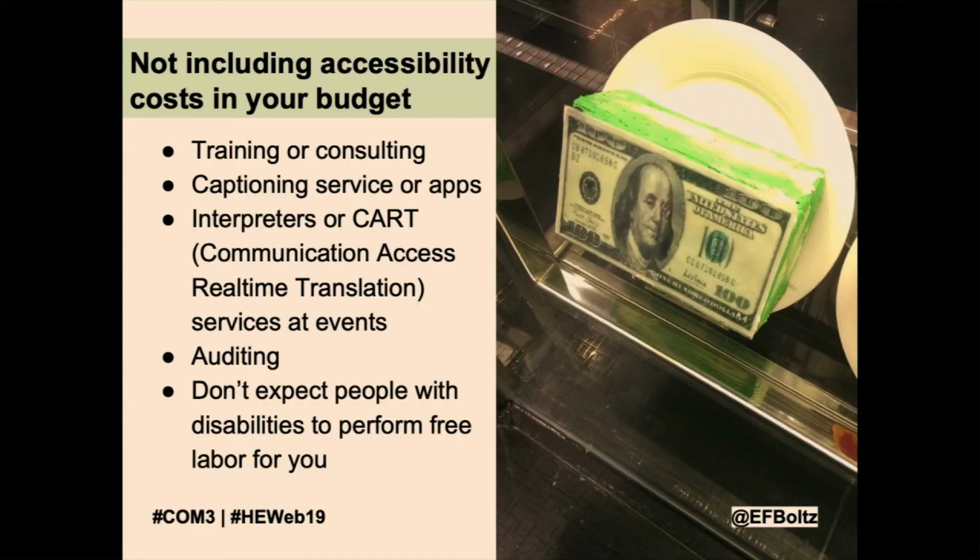Another big thing is not factoring in accessibility costs to your budget. So this could be anything from training and consulting to paying for captioning services. When I was at VCU, we pretty much captioned everything ourselves, except for big events like commencement. But then you have to think about, okay, well, what's the criteria for events if I'm having an event? When do I need to bring in an interpreter? When do I need CART services? And making sure that that does actually happen.